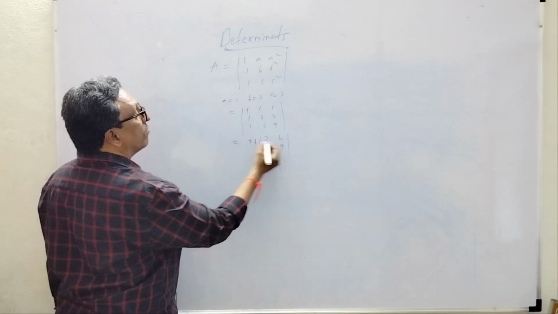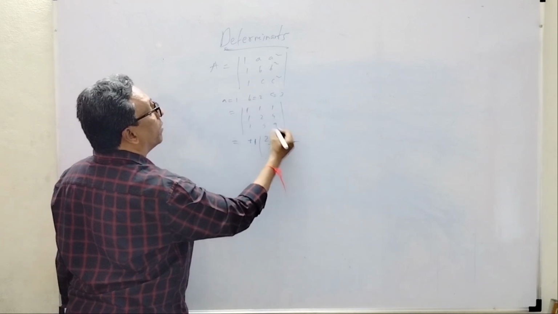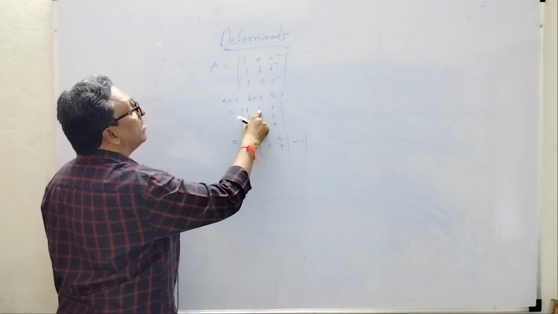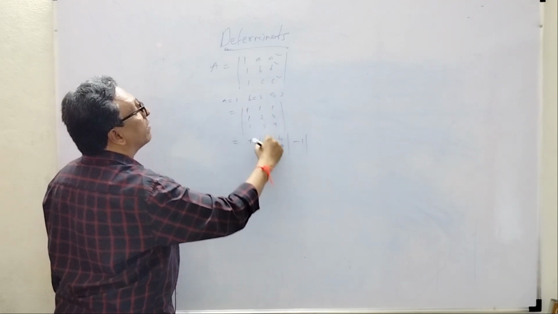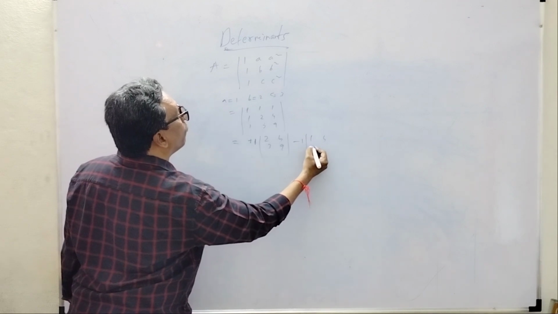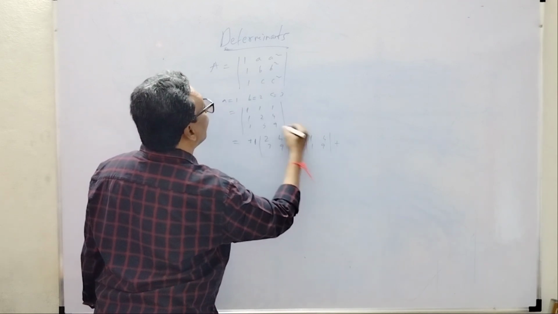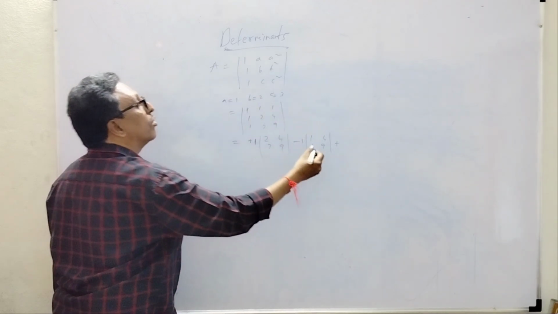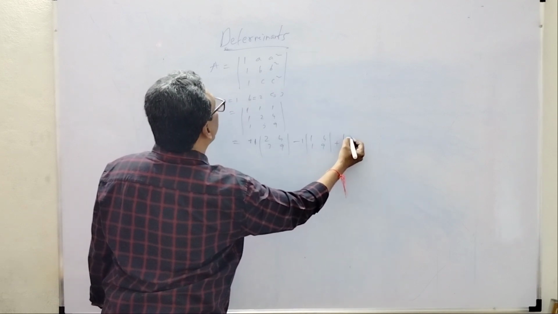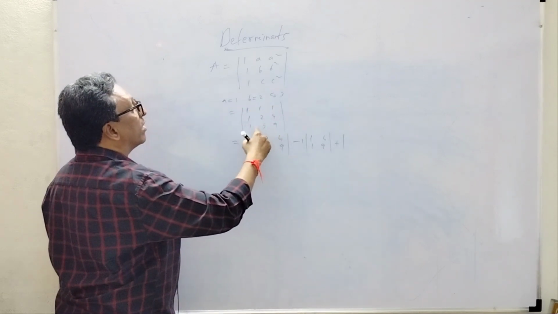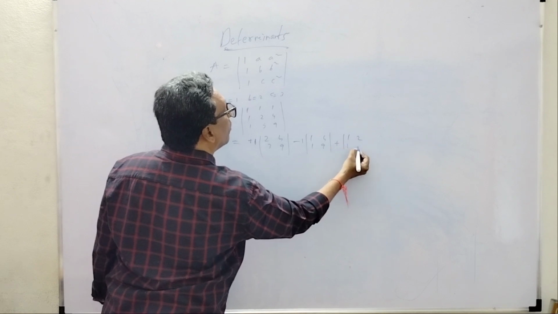Next, first row, second column. This is the odd position, so minus 1. For this, we remove that row and that column, and we write 1, 4, 1, 9. And another one, this is first row, third column, that is the even position. Removing that row and that column, we write 1, 2, 1, 3.